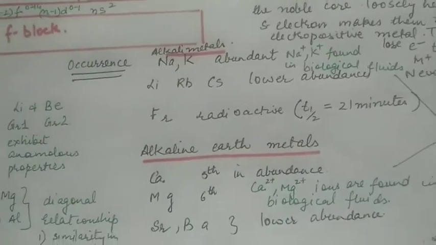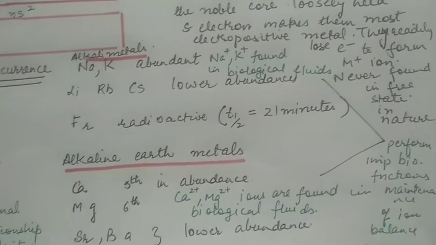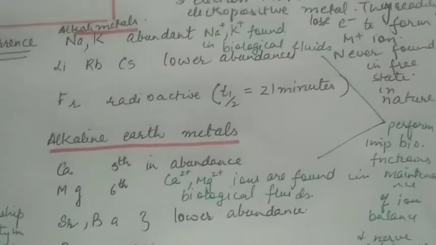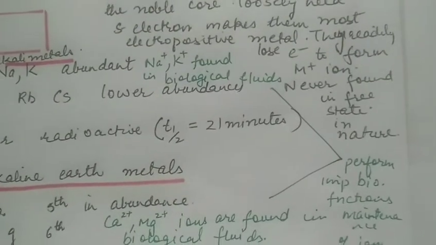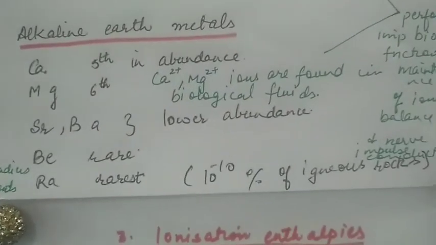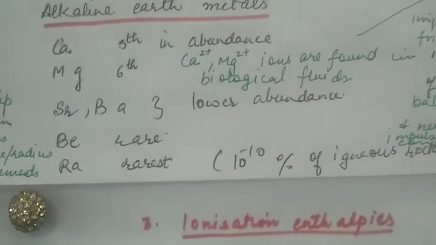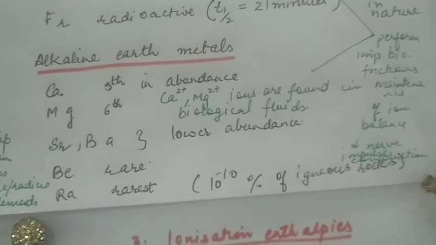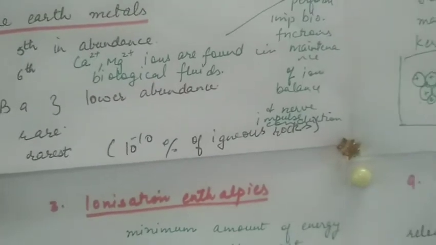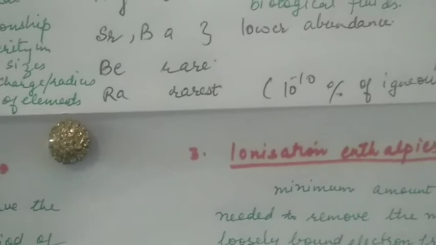Occurrence of alkali metals: sodium and potassium are abundant. Lithium, rubidium, cesium have lower abundance, and francium is radioactive, having a half-life of 21 minutes. Occurrence of alkaline earth metals, group 2: calcium is 5th in abundance, magnesium 6th, and strontium, barium have lower abundance. Beryllium is rare and radium is rarest. Only 10 raised to power minus 10 percent of igneous rocks is radium.